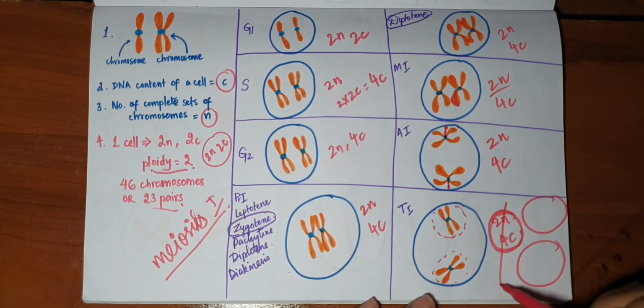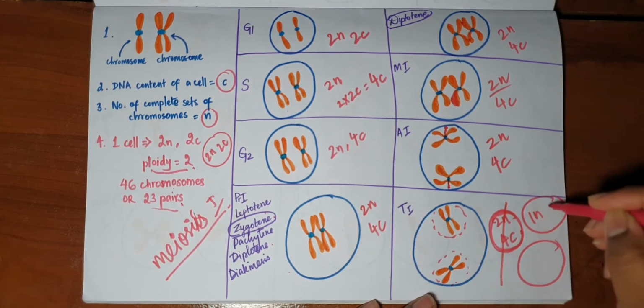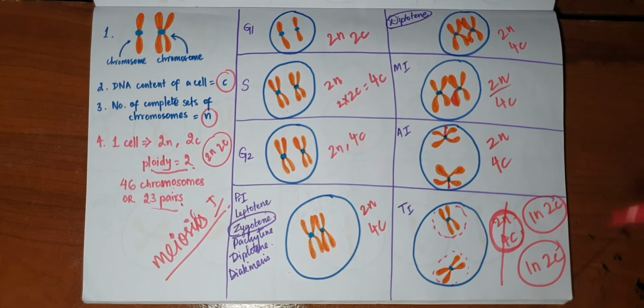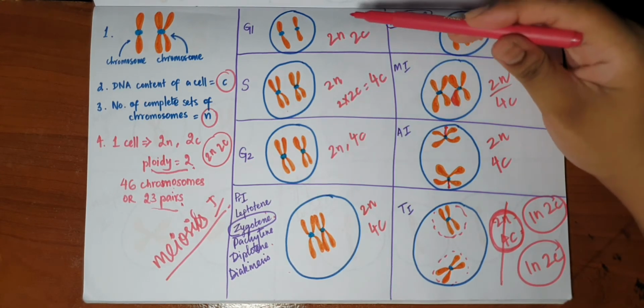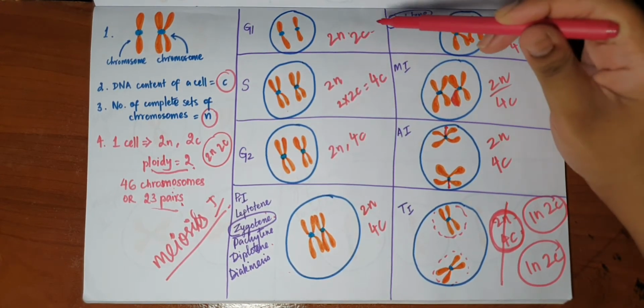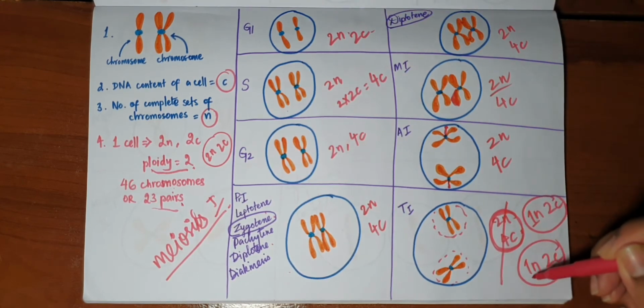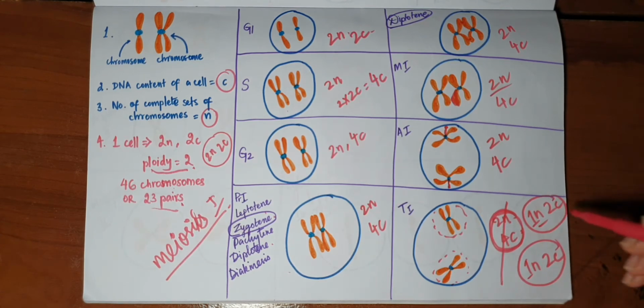So when you divide it by half, what happens? 1n, 2C, 1n, 2C. So we started with the parent cell which was diploid, 2n and 2C amount of information, and we are finishing meiosis 1 with 1n and 2C amount of information, okay? So each daughter cell will have 1n and 2C.